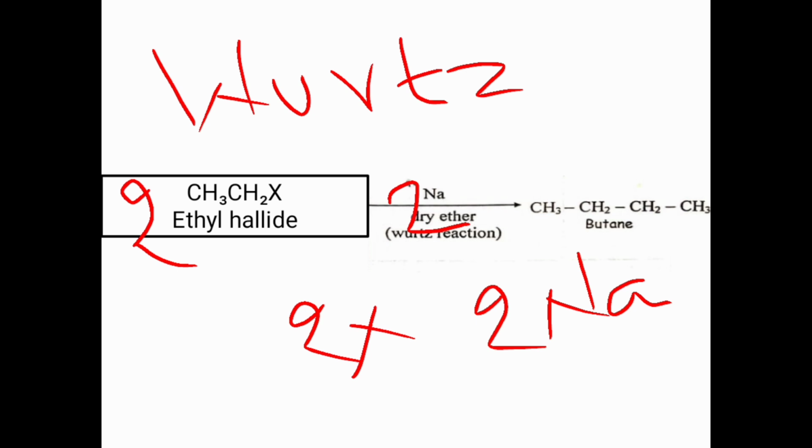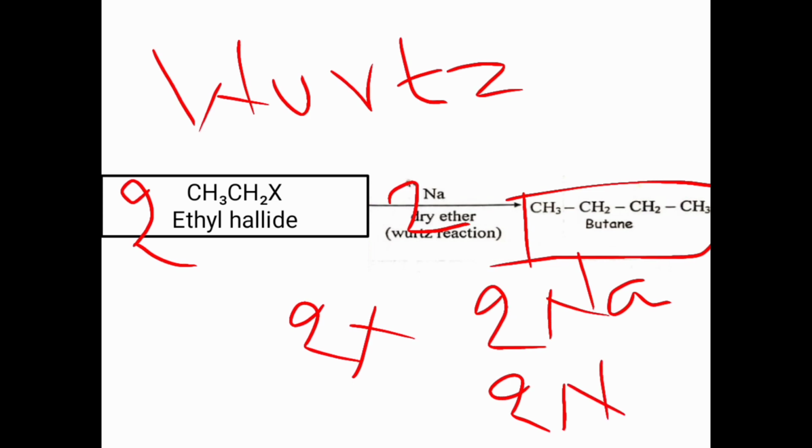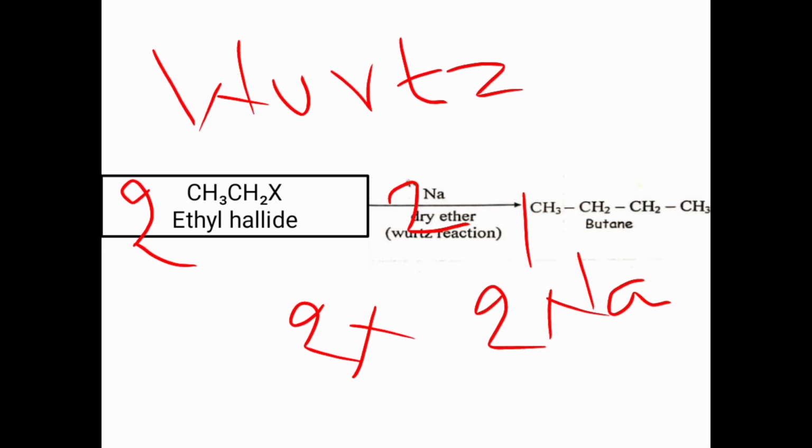First we had the reactant with 2 carbons, and you can see in the product there are 4 carbons. That is, we can say in the Wurtz reaction the number of carbons increases. The product will be a higher alkane, and the byproduct will be 2 NaX. I hope this reaction is very clear, and this is one of the very important reactions, the Wurtz reaction.